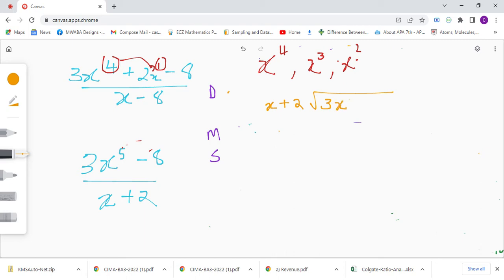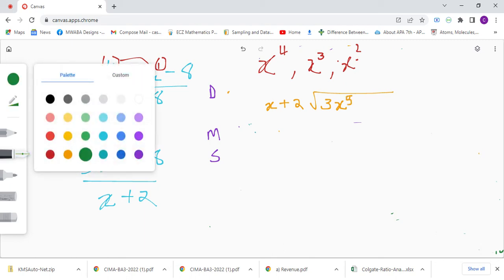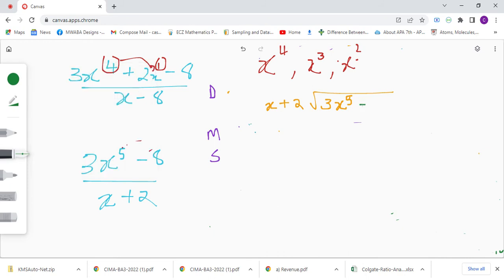So like this one, x to the power 5. Now we don't have x to the power 4, so we'll just add a 0 x to the power 4.